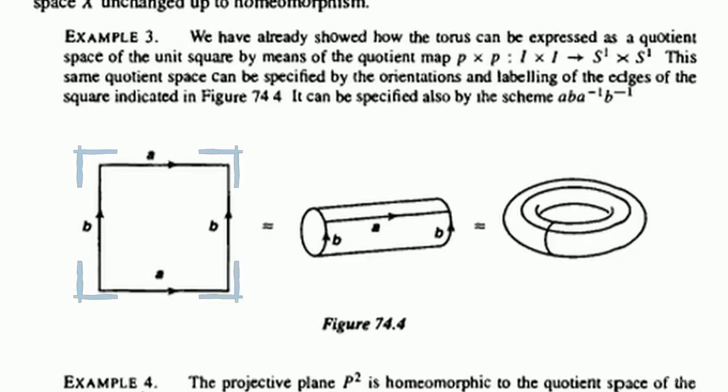This schematic shows a flat square with labeled edges and arrows, translating 3D geometry into 2D polygons using labeling schemes. Let's deconstruct the scheme AB, A inverse, B inverse. Matching letters mean edges glue together. A negative exponent reverses orientation.